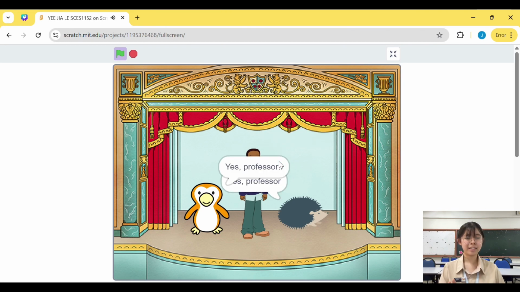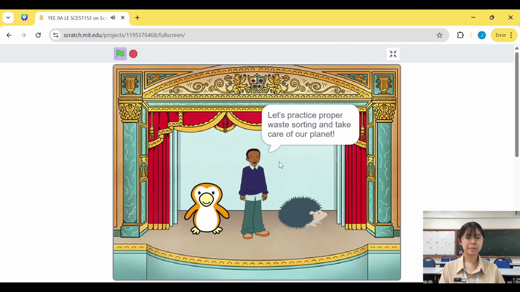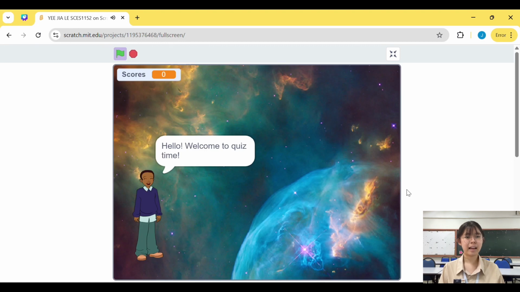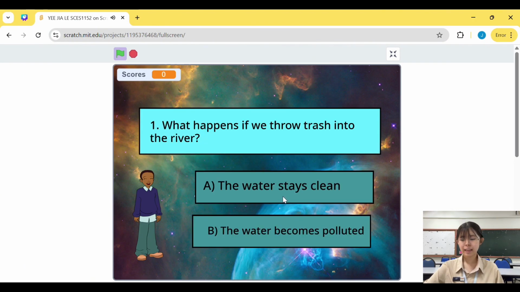And after storyline 3, a game will also appear, which is a quiz, and the quiz lets them strengthen the knowledge that they have learned just now. And this is the quiz time. So this is the quiz that I created. It is easy. The quiz is about the effects of improper waste management, and it can generate ideas for the students, like what will happen with improper waste management. So when we click, the next button will pop up.